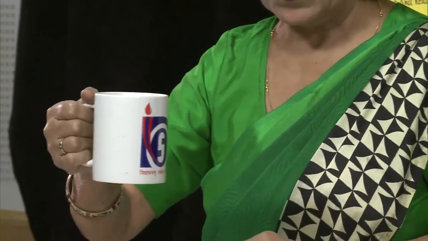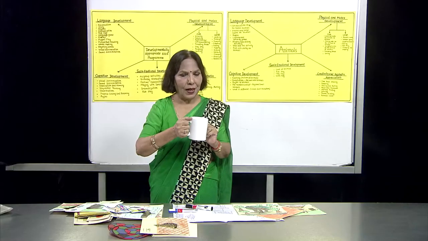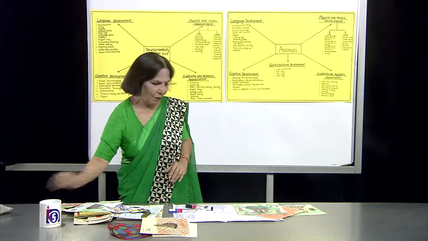What is this? This is the handle. With this handle, we hold the cup. So, this is a cup. Its color is white. We drink milk, tea, coffee with this cup, and there is a handle also. And this activity is called show and tell.